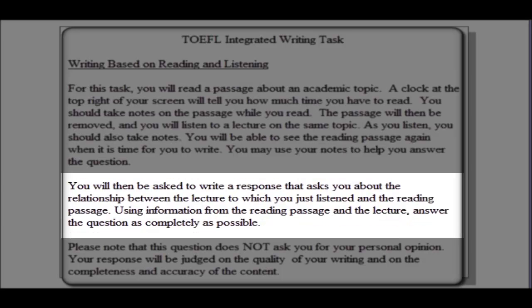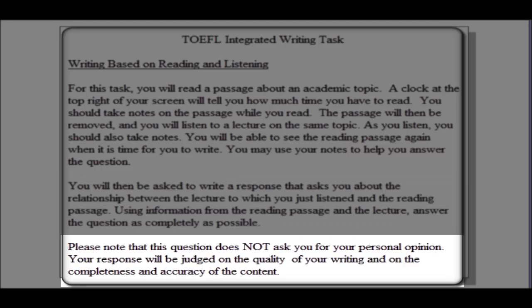You will then be asked to write a response that asks you about the relationship between the lecture to which you just listened and the reading passage. Using information from the reading passage and the lecture, answer the question as completely as possible. Please note that this question does not ask you for your personal opinion. Your response will be judged on the quality of your writing and on the completeness and accuracy of the content.